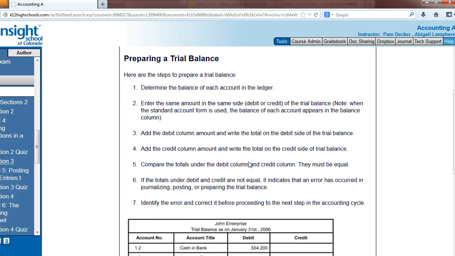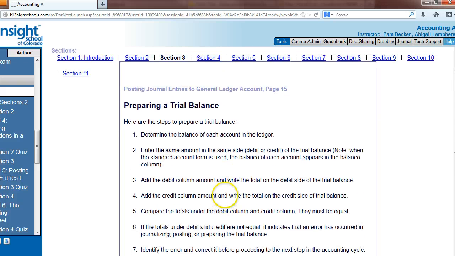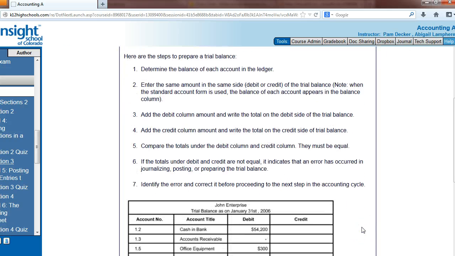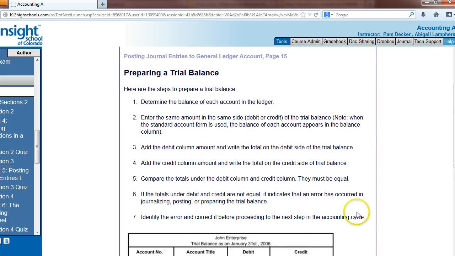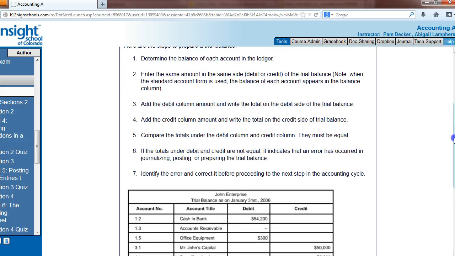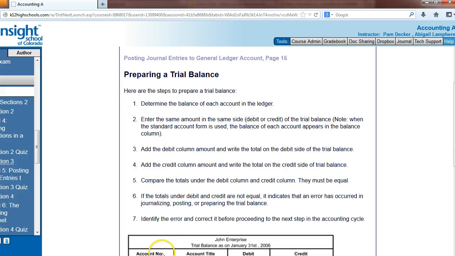In the next video, I will cover the trial balances, but that's it for ledger accounts. The next step is to copy the balance of our ledger accounts over into the trial balance, just as a way to make sure that we don't have any errors in our transactions. So stay tuned.